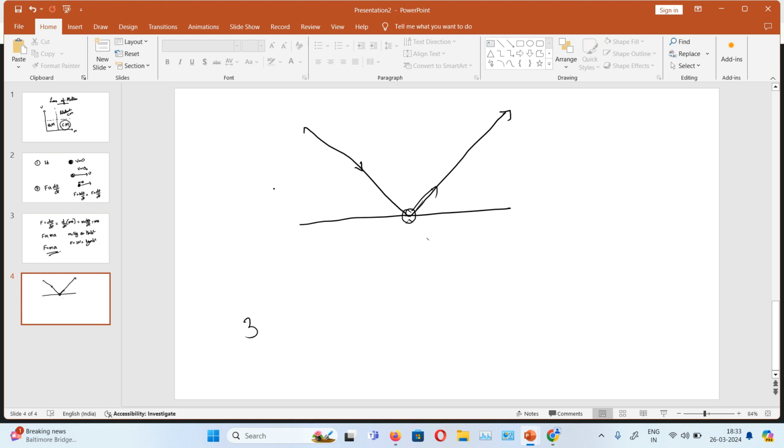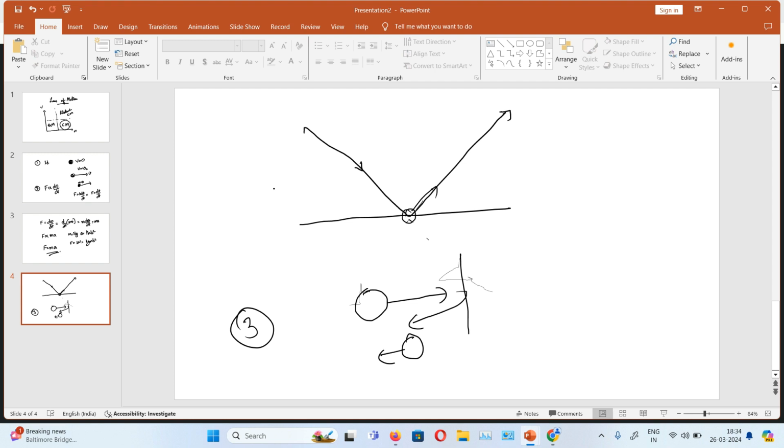Now comes the third law of motion. The third law of motion says that for every action there is an equal and opposite reaction. So I'm saying that a ball hits the wall and it's rebounding. What is the cause of the rebounding? Because the wall exerted some force on the ball.